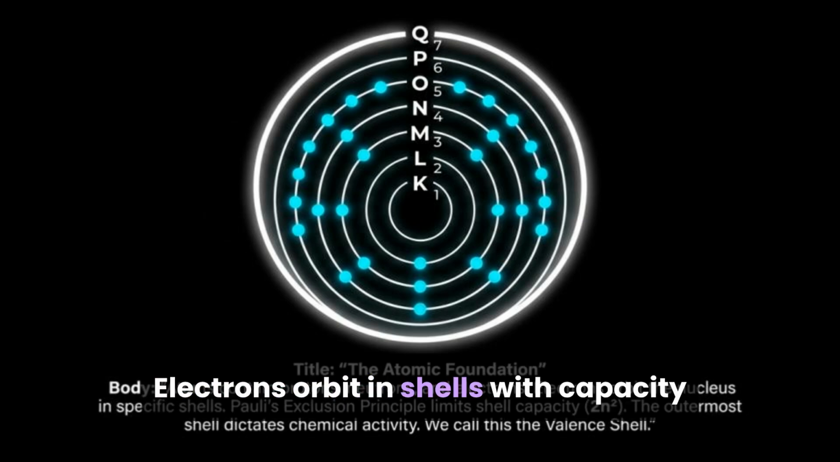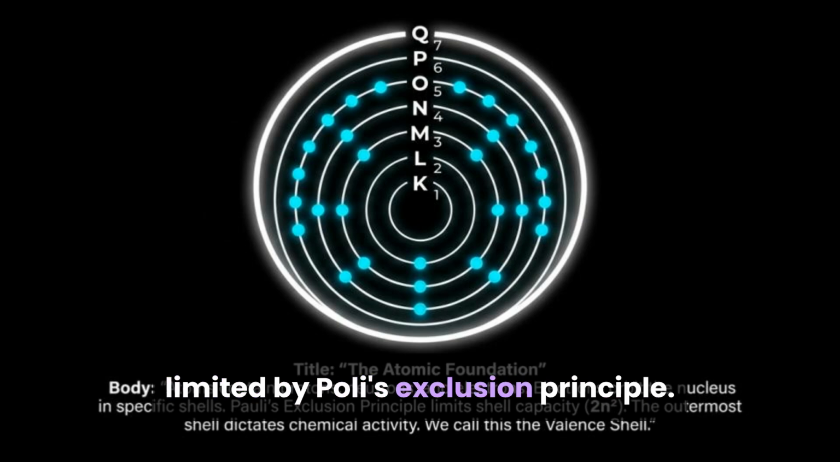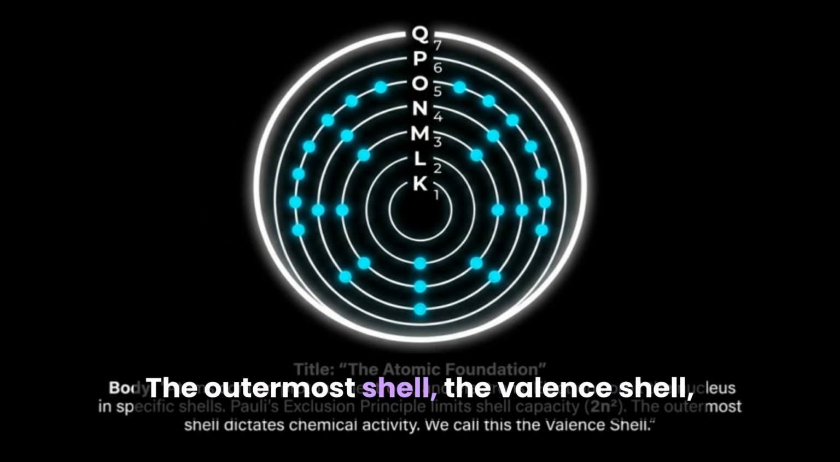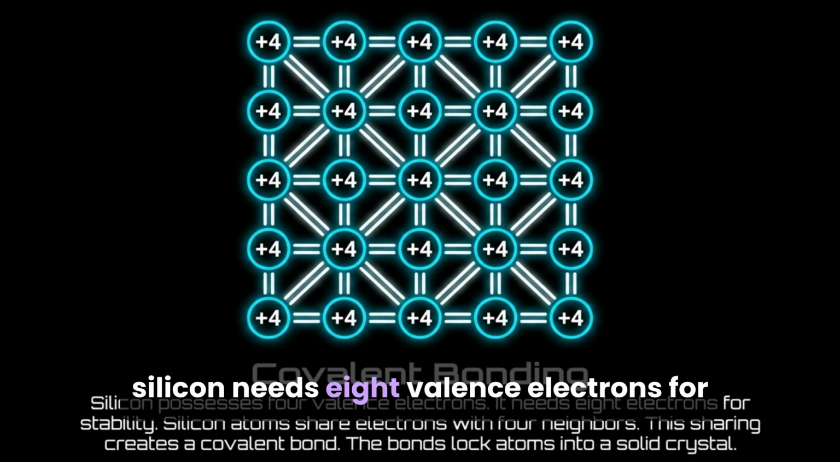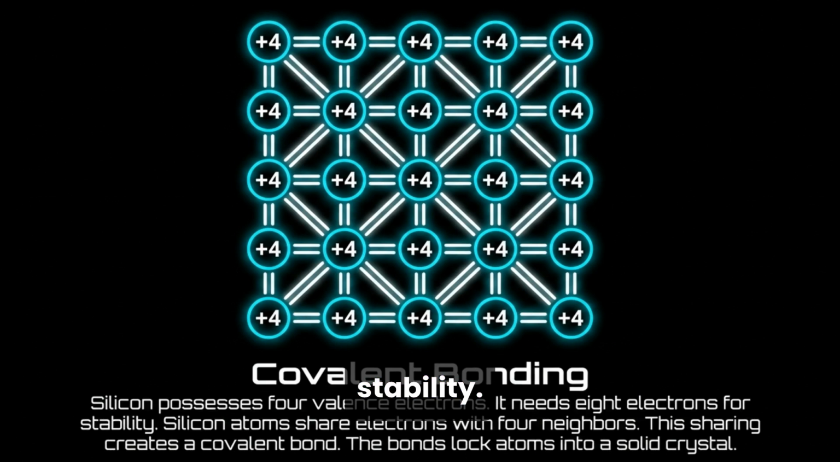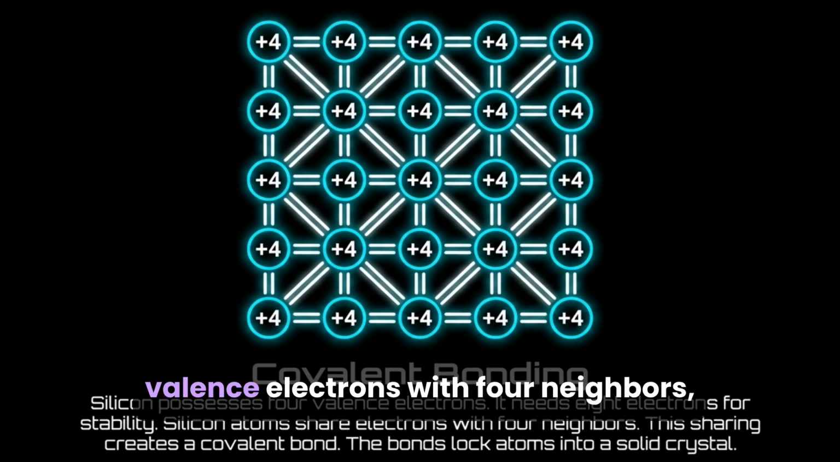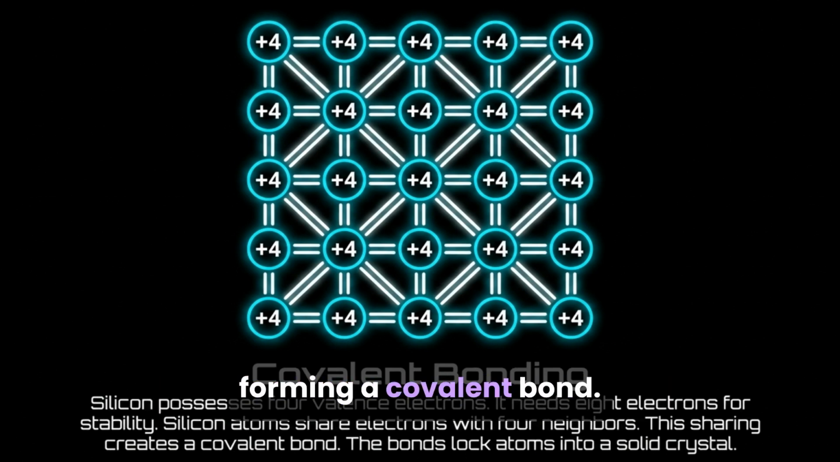Electrons orbit in shells, with capacity limited by Pauli's exclusion principle. The outermost shell, the valence shell, dictates chemical activity. Silicon needs 8 valence electrons for stability. It achieves this by sharing its 4 valence electrons with 4 neighbors, forming a covalent bond.